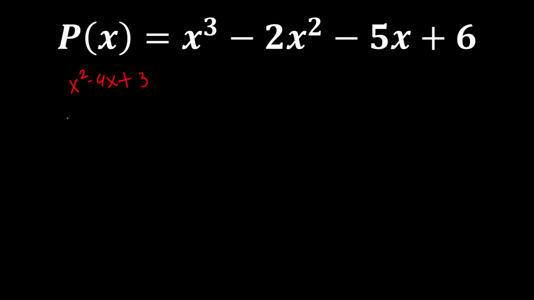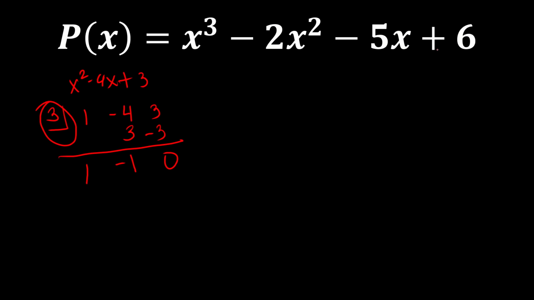So, ganun ulit. Positive na lang, di ba? So, try natin si positive 3. So, we have 1, negative 4, 3. Bring down 1. 1 times 3, 3. Negative 4 plus 3, negative 1. Negative 1 times 3, negative 3, 0. So, positive 3 is one of the correct answers.